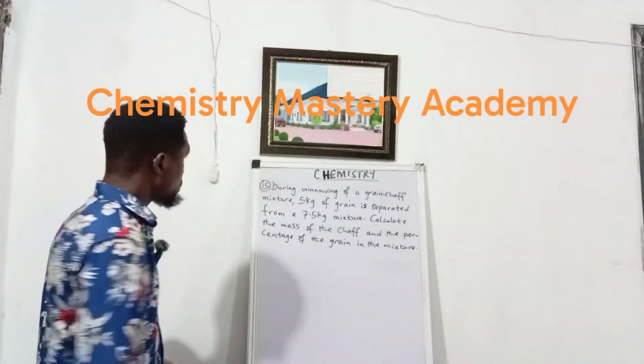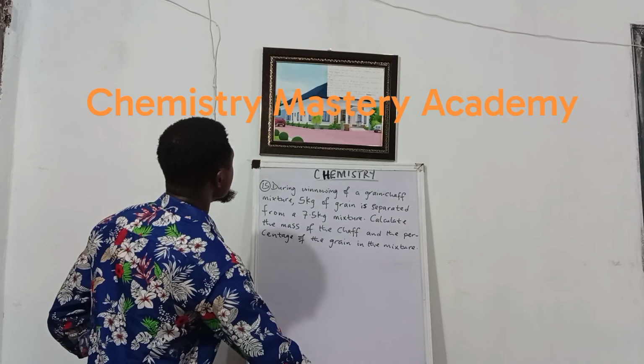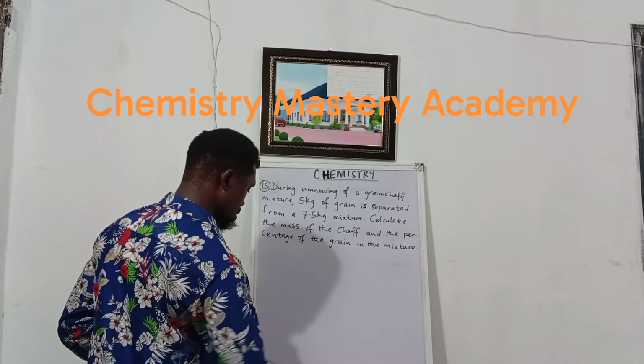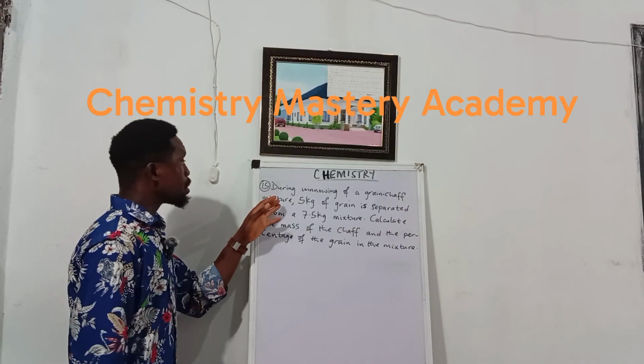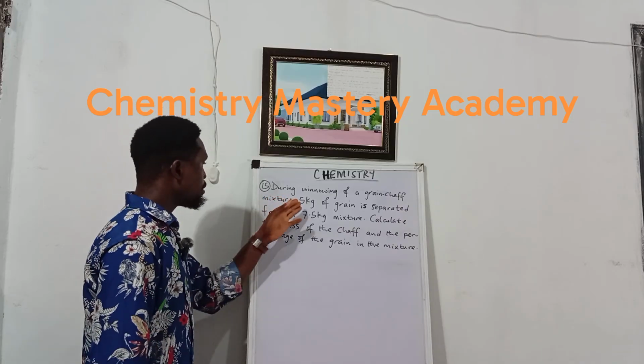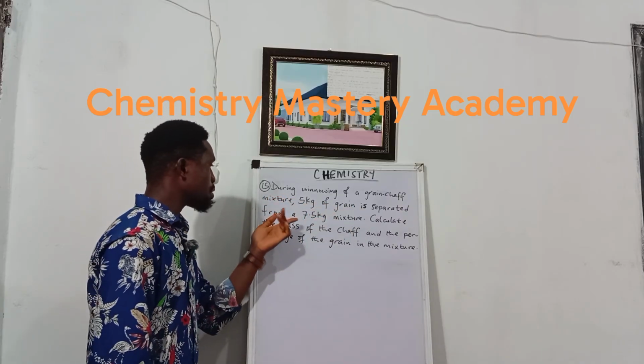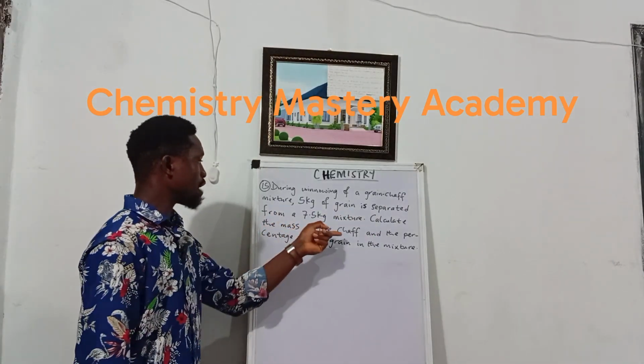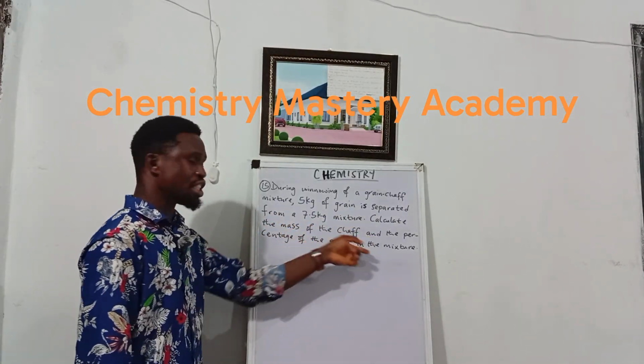Alright, let's look at this question. It says, during winnowing of a grain chaff mixture, 5 kg of grain is separated from a 7.5 kg mixture. Calculate the mass of the chaff and the percentage of the grain in the mixture.